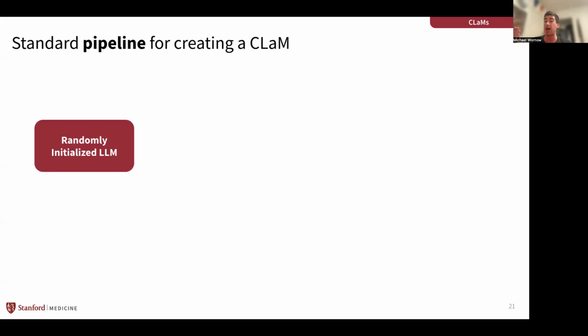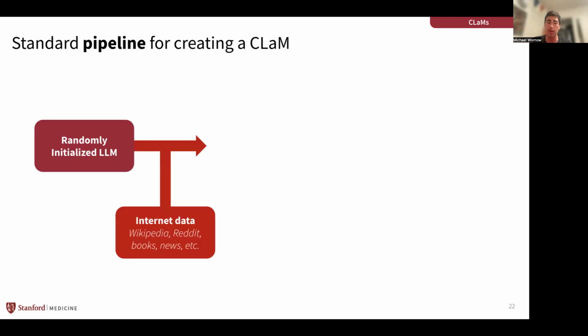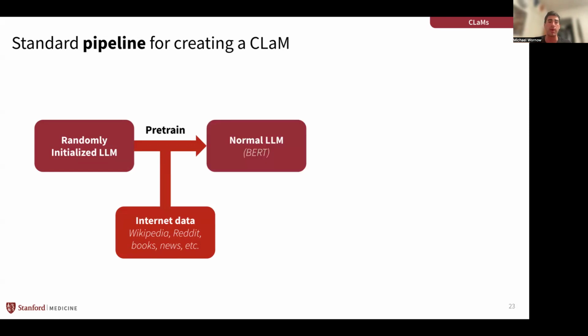So this is how almost all of those CLAMs on the previous slide were created. You start with your randomly initialized, vanilla large language model, and you pre-train it on a bunch of data from the internet. So this is like Wikipedia, Reddit, news articles, books, just general language, right? Nothing specific to the clinical domain. And from that, you get your normal large language model. And this process is called pre-training. One of the more famous examples of this kind of model is one called BERT.